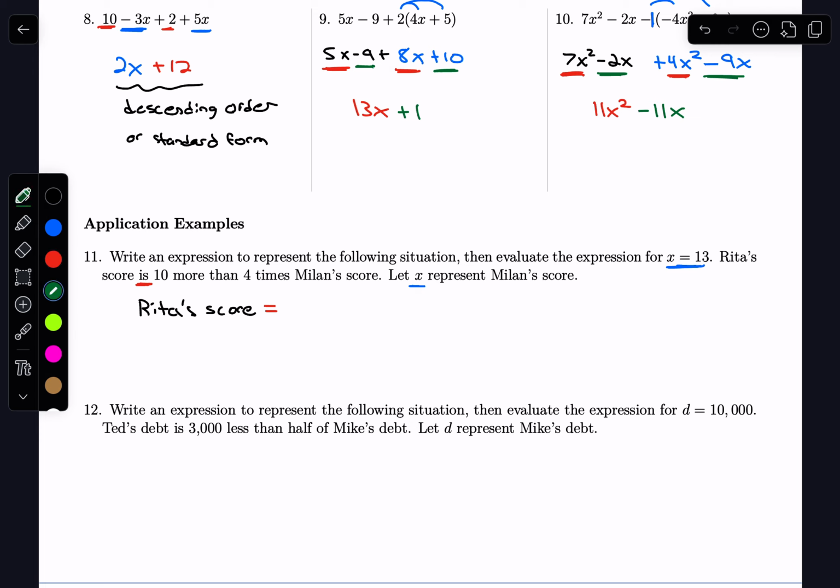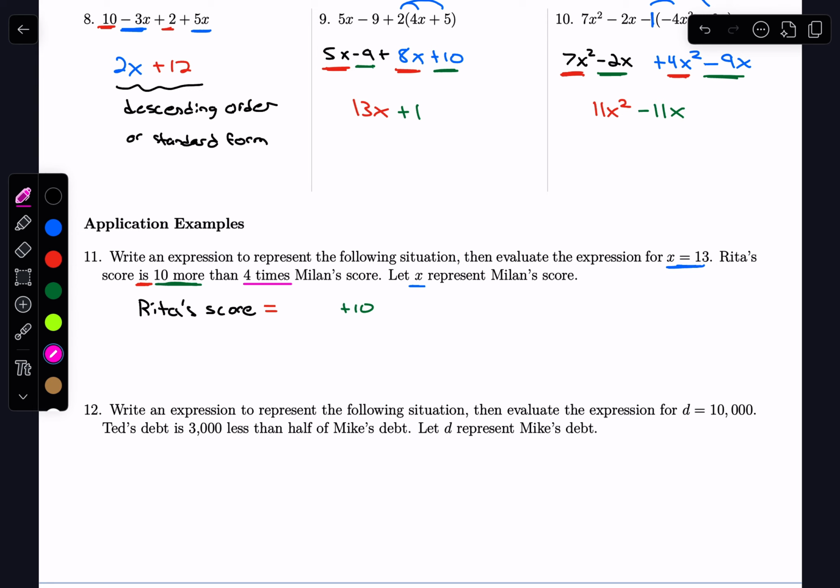Then it says the score is 10 more than 4 times Milan's score. So if you're going to do 10 more than something, like if you do 50 push-ups and I tell you to do 10 more, you're going to add 10. So you're going to do 60, because 50 plus 10 would be 60. So 10 more than something tells you to add 10 to whatever the thing was. Now we've got to say what that thing is. It's 10 more than what? Well, it's 10 more than 4 times Milan's score.